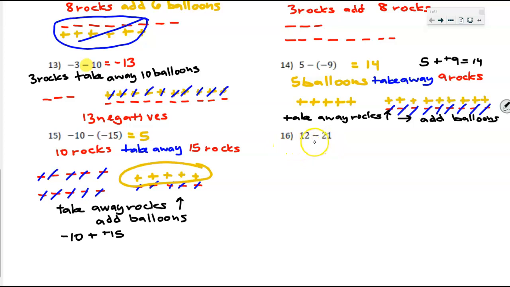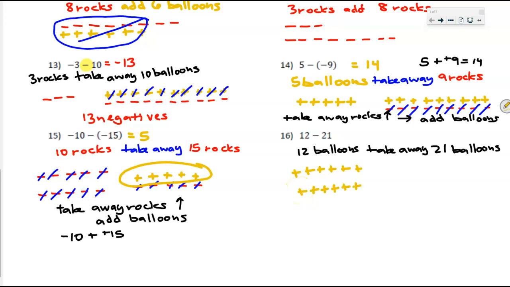Number 16 is 12 minus 21. This is 12 balloons, and I am taking away 21 balloons. So again, it's kind of like the last problem. It feels like it's going to be okay. Balloons taking away balloons until I start drawing it out. 1, 2, 3, 4, 5, 6, 7, 8, 9, 10, 11, 12, and I'm supposed to take away 21.